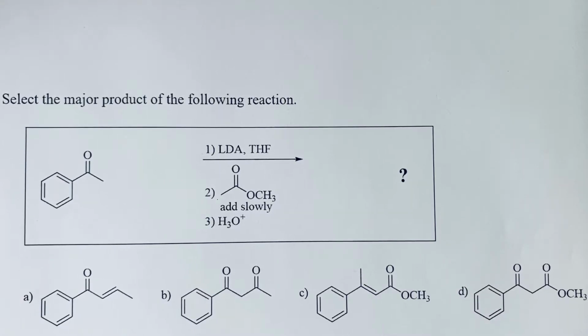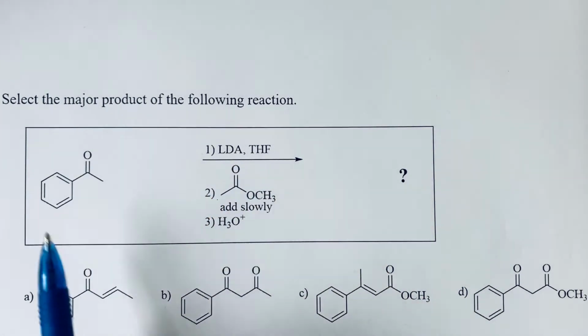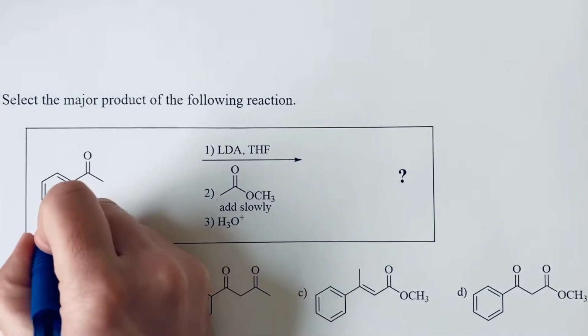Select the major product of the following reaction. So you want to take a look at what we're starting with, and we're going to go sequentially through these steps. So we see that we are initially starting with a ketone.